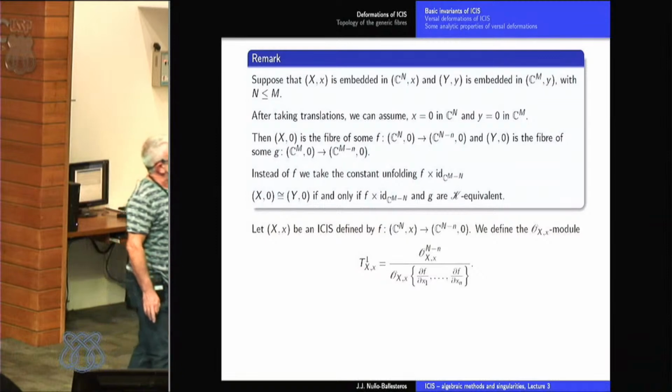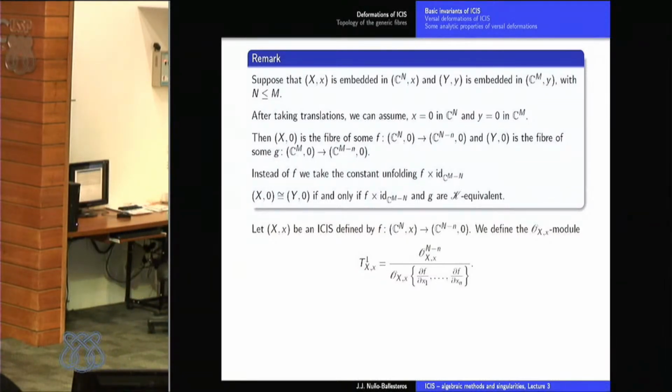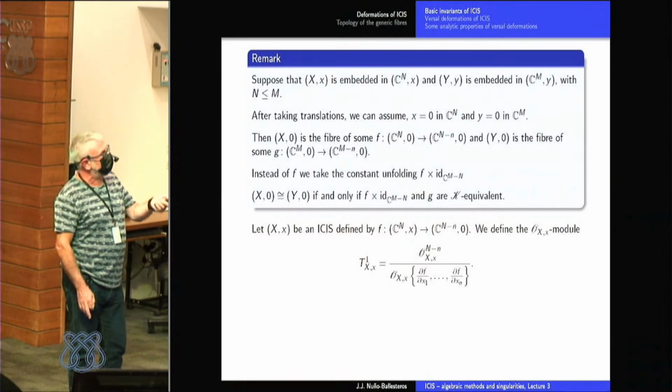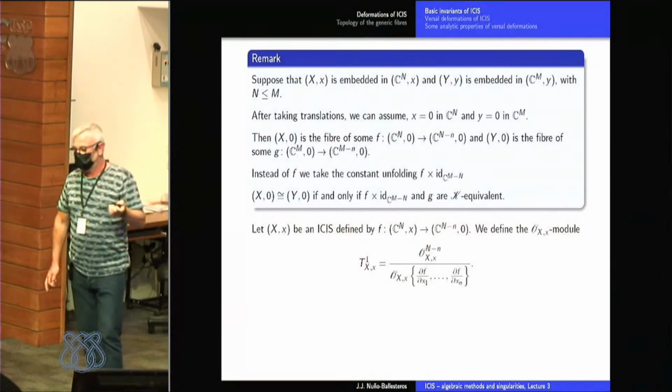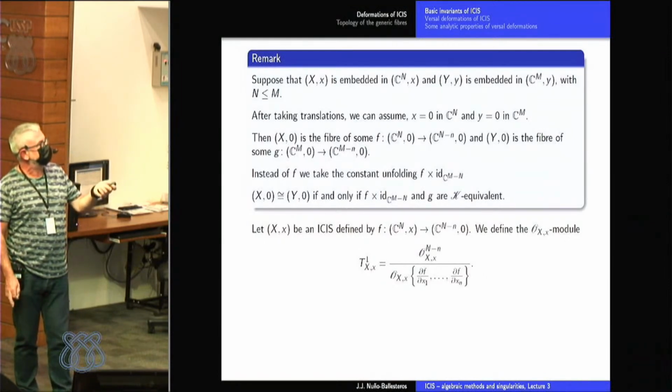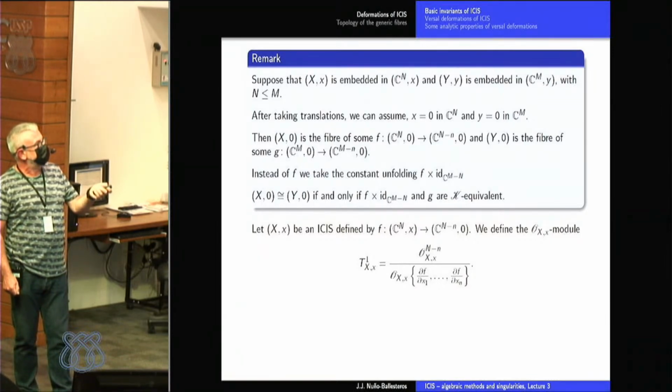Well, given any ICIS given by the fiber of a mapping F, which is K finite, we can define this O_X module, which appeared yesterday in the lecture by Matthias and Anne, which is called the T1. So T1, by definition, is the quotient of the module O_X to the power p, where p is n minus n, quotient by the submodule defined by the classes of the partial derivatives. So here we take the classes of the partial derivatives, and we take the submodule.